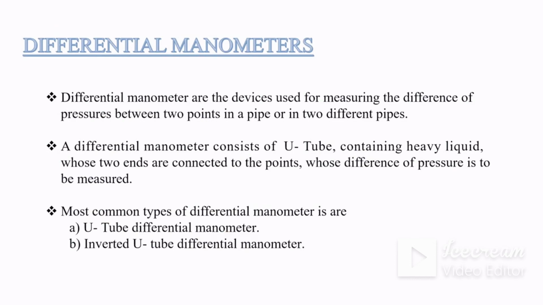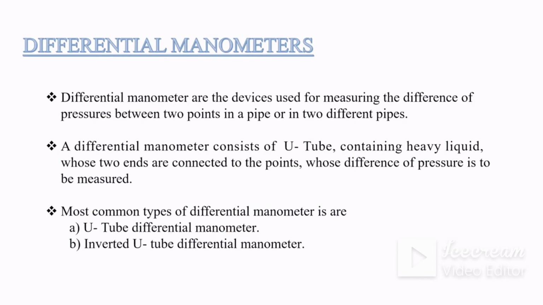The differential manometer consists of a U-tube containing heavy liquid whose ends are connected to the points whose difference of pressure is to be measured. Where we have to calculate the pressure, the two ends of the differential manometer are connected there. So it is also in the shape of U. The most common types of differential manometers are the U-tube differential manometer.